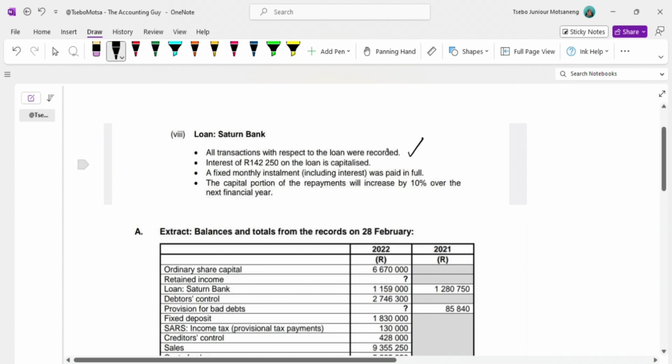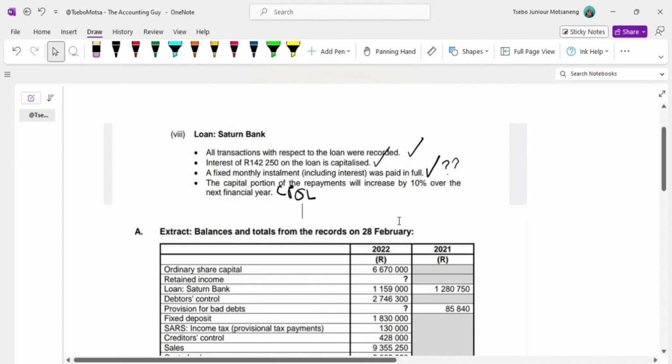An interest of 142,250 rands on the loan is capitalized. A fixed monthly installment, including interest, was paid in full. So payments always include interest. However, they didn't tell us the payments that we are making, the fixed monthly installments. So maybe that's something we have to calculate. And lastly, the capital portion of repayments will increase by 10% over the next financial year. That's the current portion on loan, right?